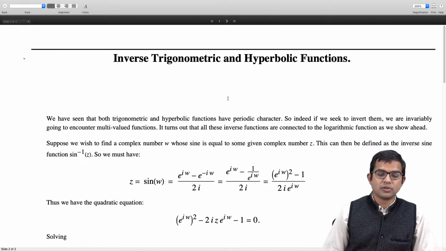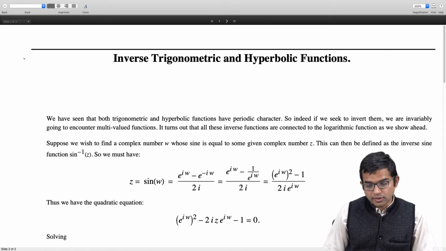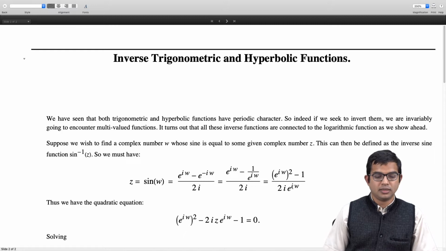So, but sine of w is nothing but e to the i w minus e to the minus i w divided by 2i, and we can rewrite e to the minus i w as 1 over e to the i w, and then we can collect these terms in an appropriate way. So you get e to the i w the whole squared minus 1, divided by 2i e to the i w. So thus we have actually a quadratic equation.